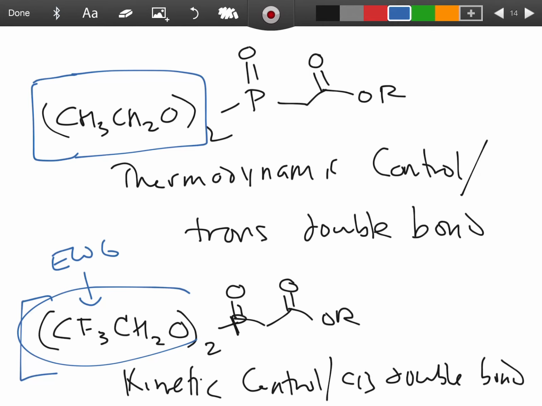The big thing though is just putting that CF3 group over there. When you see that, you go, oh, that's going to make a cis double bond.